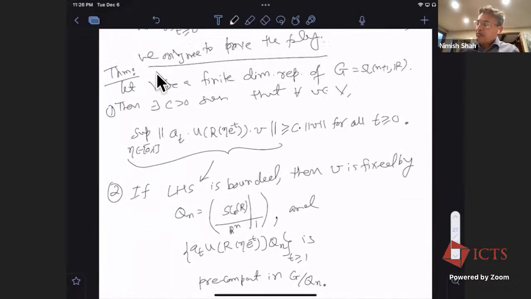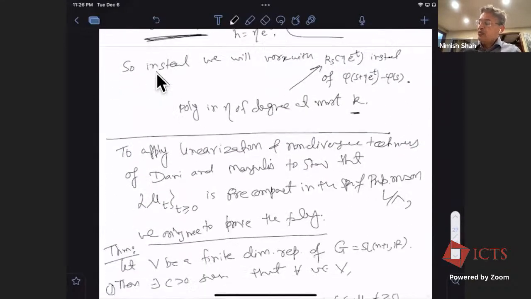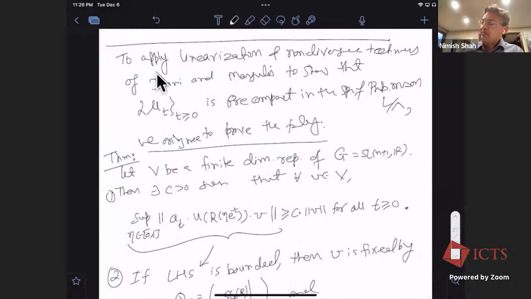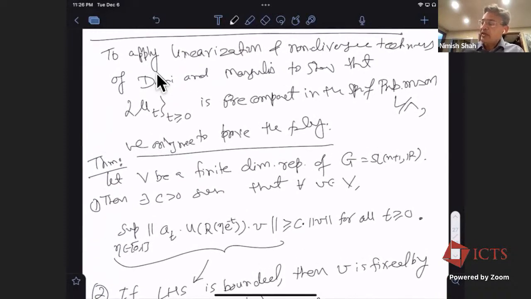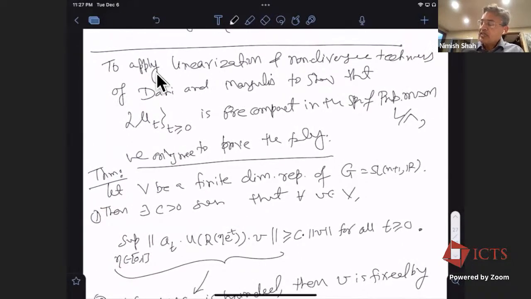So when we apply the linearization and non-divergence technique of Dani and Margulis, we want to show that these measures mu_t are pre-compact in the space of probability measures on L mod lambda.